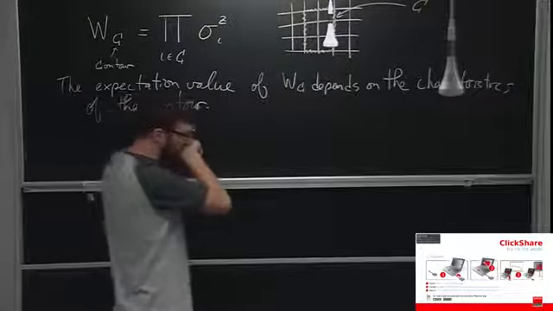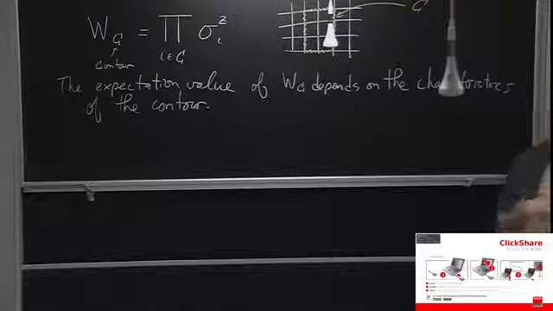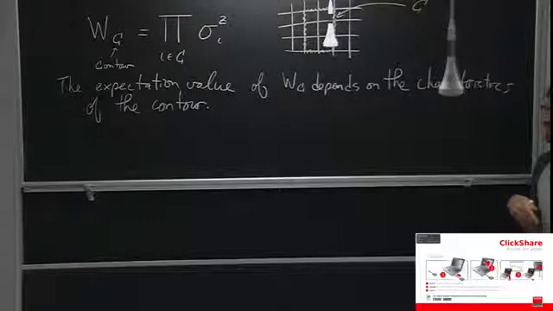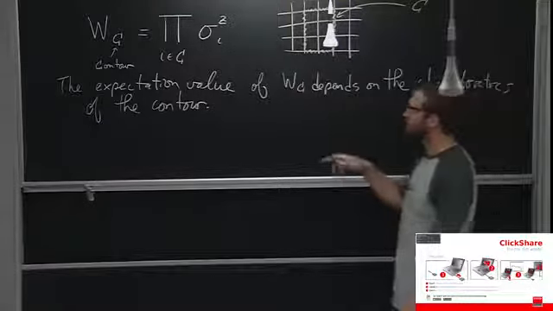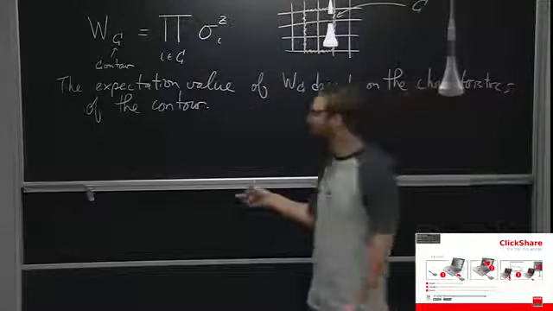So, just like we did for the Ising model on your first assignment, we're going to look at basically a series expansion in the low and high temperature limit of the expectation value of the Wilson loop.